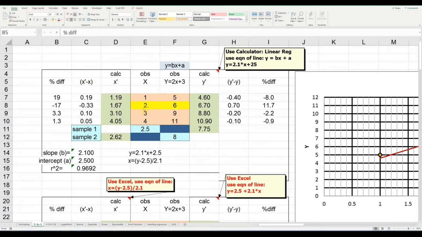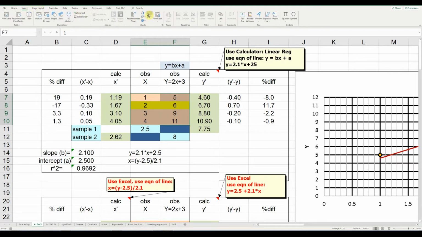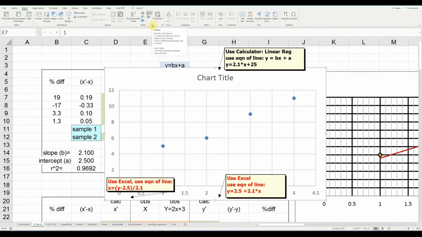Let's plot the data in Excel and take a look at a graph. So select these 4 points, measured values, choose Insert, and then choose Scatter Plot. Now choose a scatter plot with no lines connecting, just markers. Say OK. I'm going to move this out of the way.